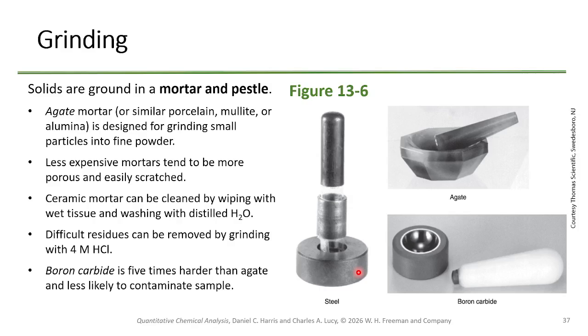All right. So if you have difficult residues, by the way, this is how we can fix our ceramic mortars and pestles: use 4 molarity HCl. Boron carbide is 5 times harder than agate. It's less likely to contaminate with samples. It's very, very expensive in comparison to a steel or, forget our ceramic ones.